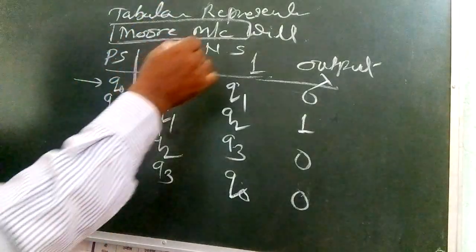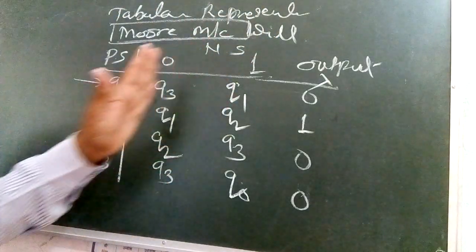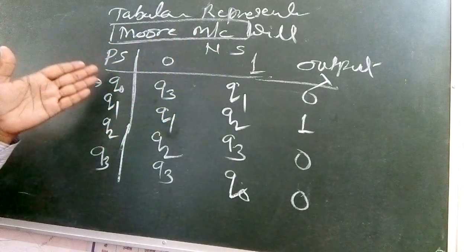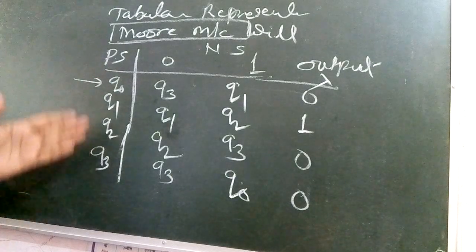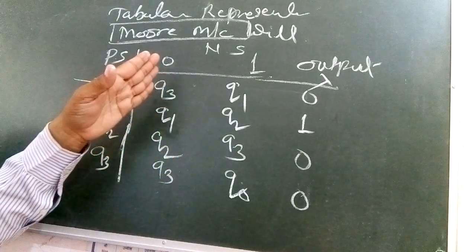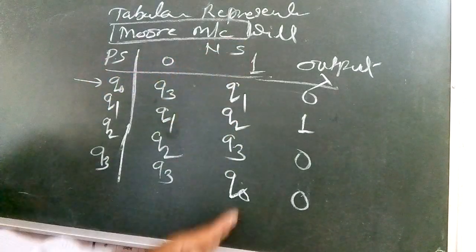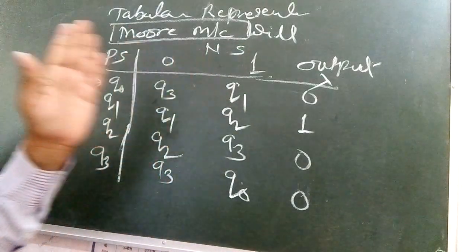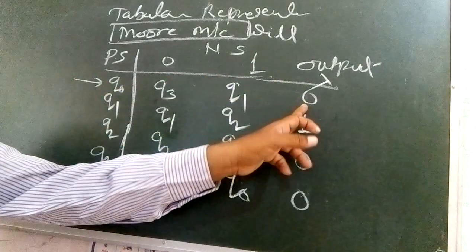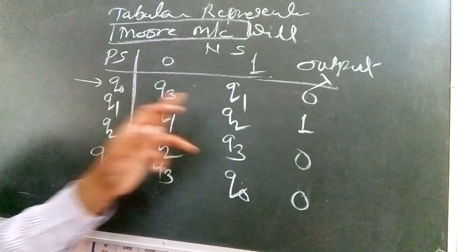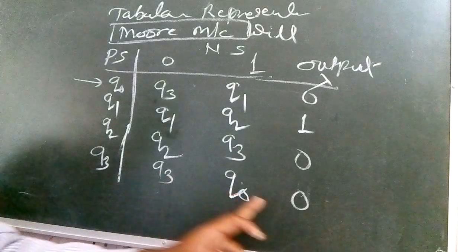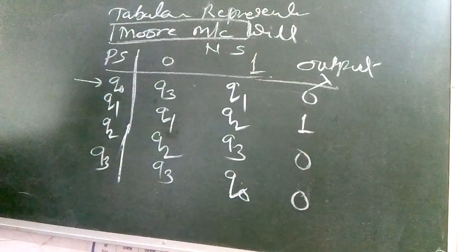So the Mealy machine in tabular representation will look like this: present state, machine's next state. Present states are q0, q1, q2 and q3. For these states, their different transitions are given in the table for input 0 and for input 1. But in case of a Moore machine, for every state there is only one output. For state Q0 machine's output is 0. For state Q1 machine's output is 1. For state Q2 machine's output is 0. For state Q3 machine's output is 0.